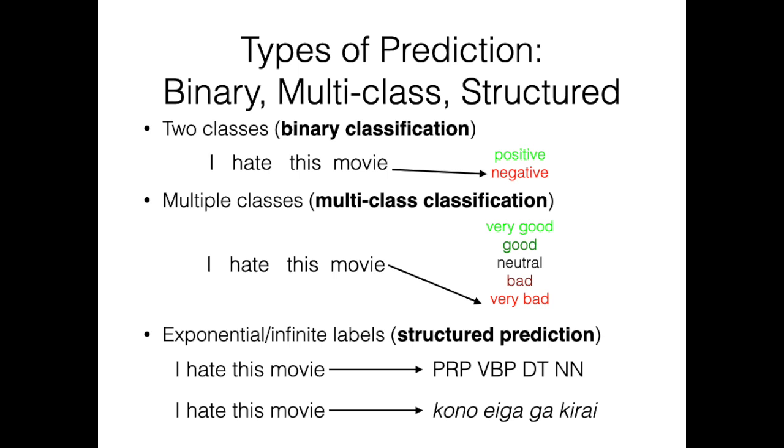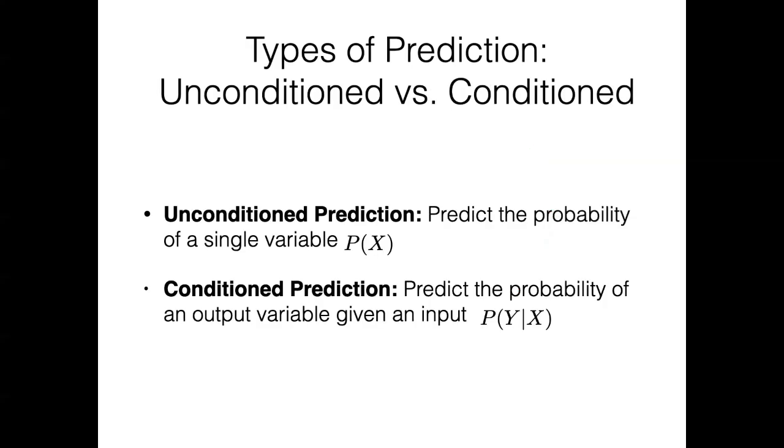One other distinction to make is between what's called unconditioned prediction or unconditioned modeling and conditioned prediction. In unconditioned prediction, we want to just predict the probability of some single variable. We'll see this in a second with language models. And then you'll see the term conditioned prediction. That just means that you condition on some input variable, and then you want to predict some output. Fairly straightforward idea.